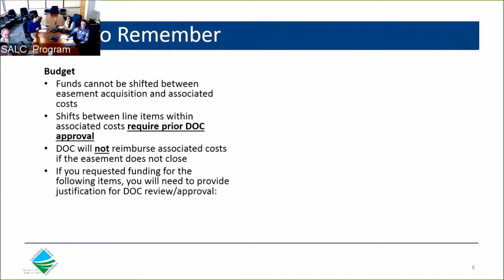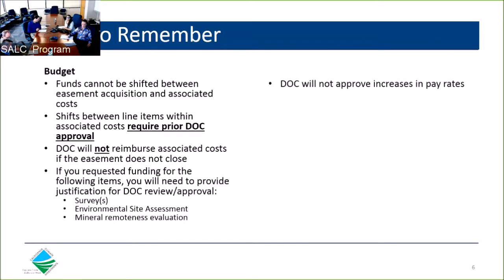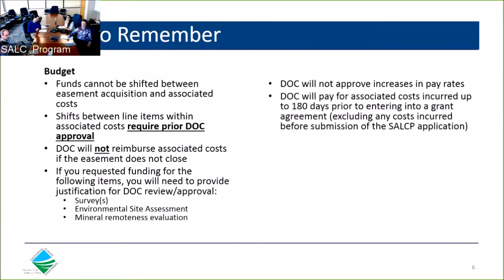When you receive your draft grant agreement, please confirm that the hourly pay rates are accurate and adequate for the 2-year grant term. DOC will not approve increases to staff or consultant pay rates captured in the grant agreement. Certain associated costs incurred after submittal of your grant application may be eligible for reimbursement. Reimbursement would be sought through the second invoice after the project closes.